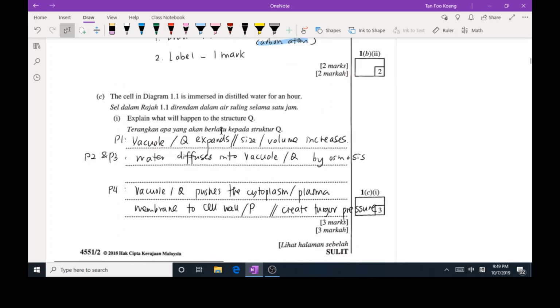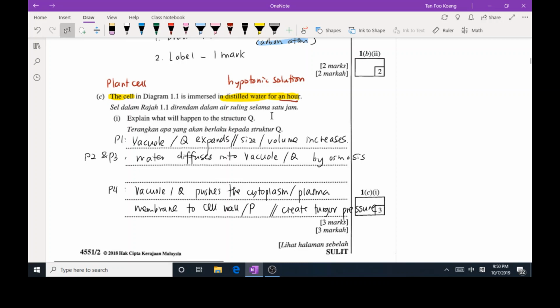And C, the cell in diagram 1.1 is immersed in distilled water for an hour. Now, this itself is a STEM question. Alright, so we were told that the cell in that diagram is immersed in distilled water. So don't skip this sentence, it's important. So it will guide you what to write. So basically from here I know that this is a plant cell, and this plant cell is right now immersed in distilled water. So distilled water by right is a hypotonic solution compared to the cell sap of plant cell, and we have immersed it for 1 hour.